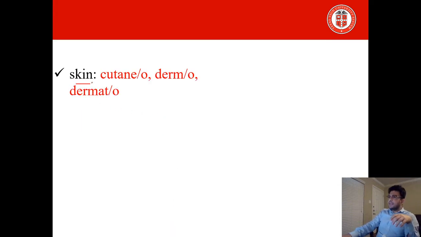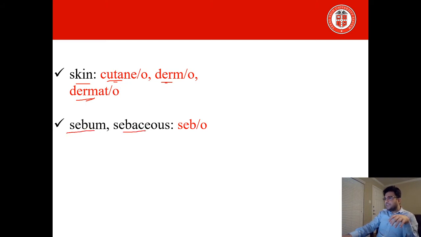So skin, just a revision, it can be cutaneous, derma, or dermal, or dermat. So these are the three terms which are used for skin. You already know that. Now, sebum or sebaceous are the terms which are related to oil, and that we have learned in our previous slide. So if you have a gland which produces oil, these are sebaceous glands.